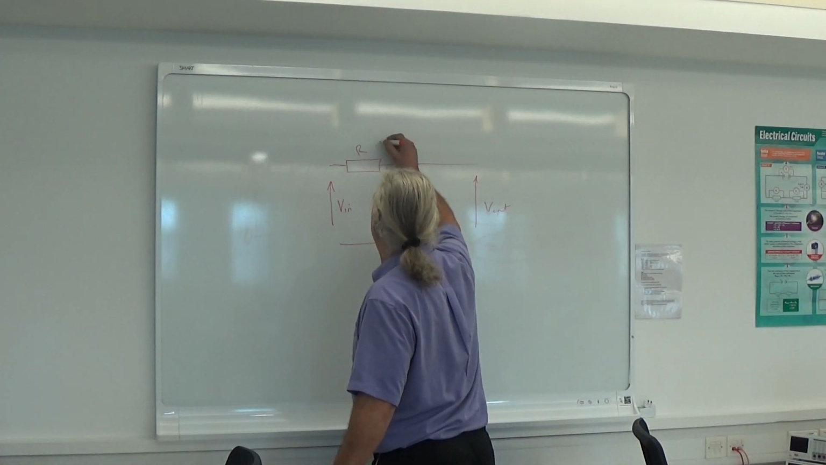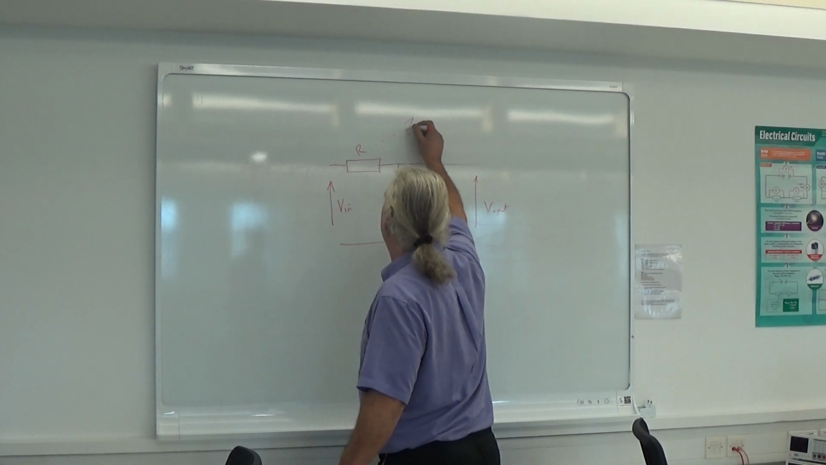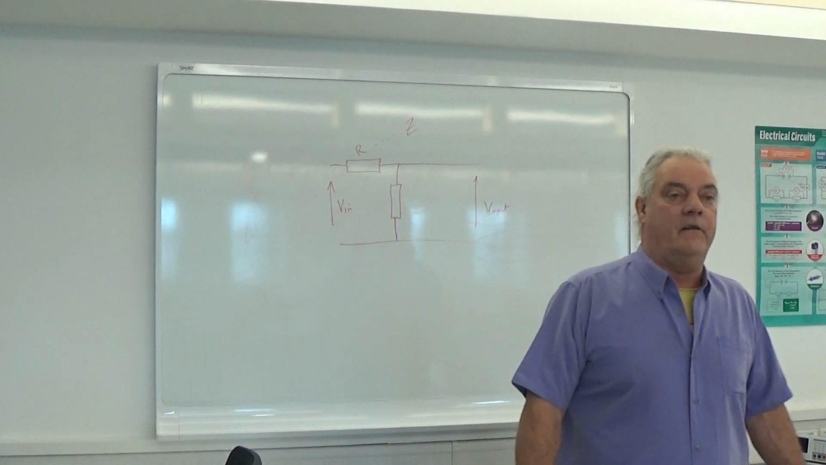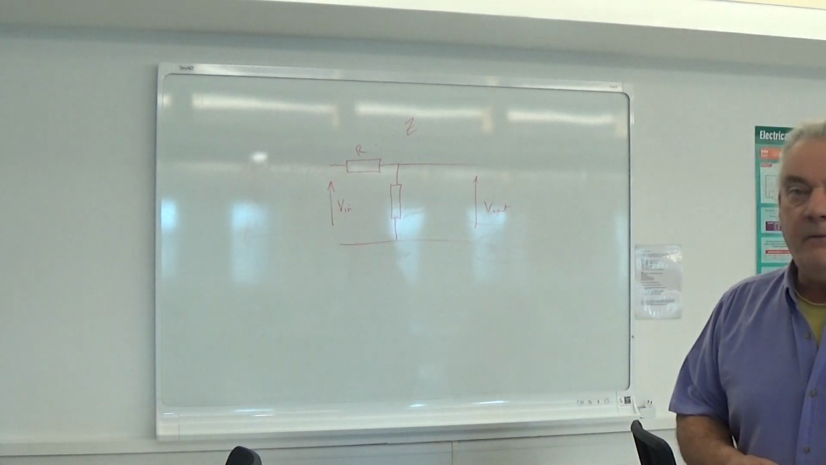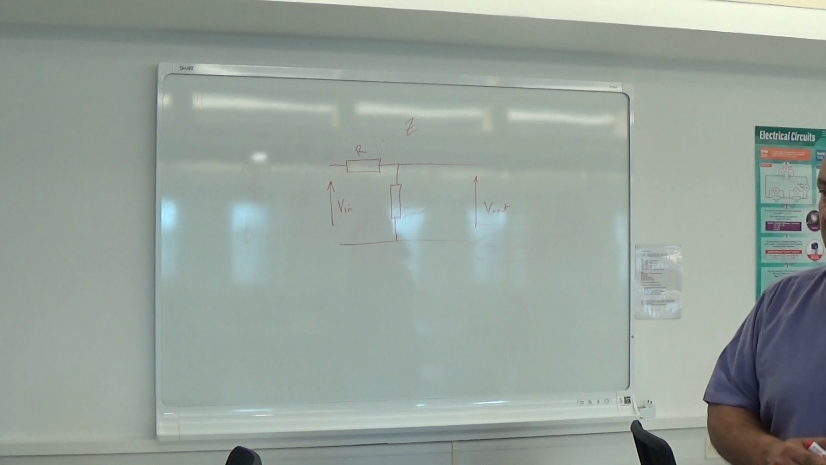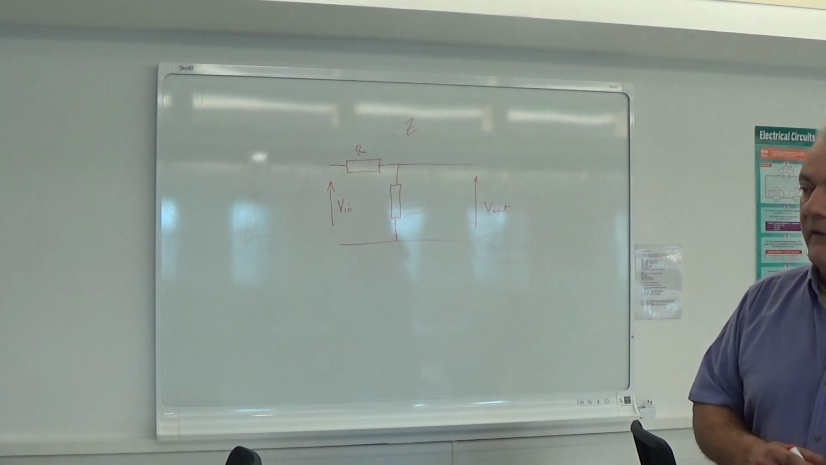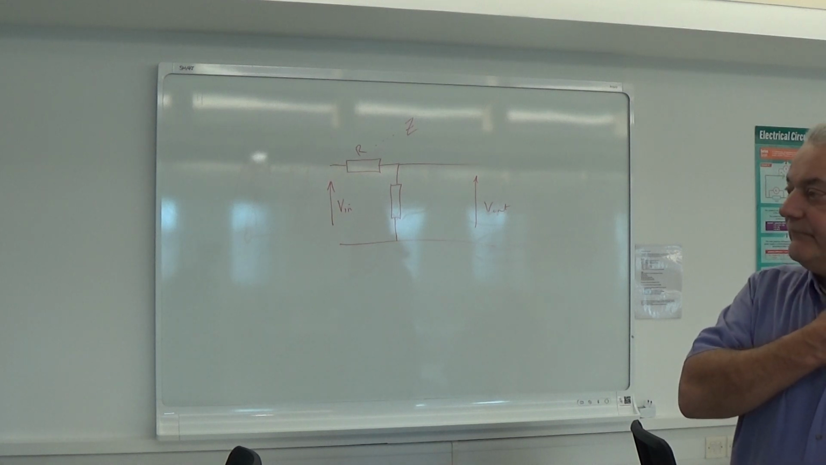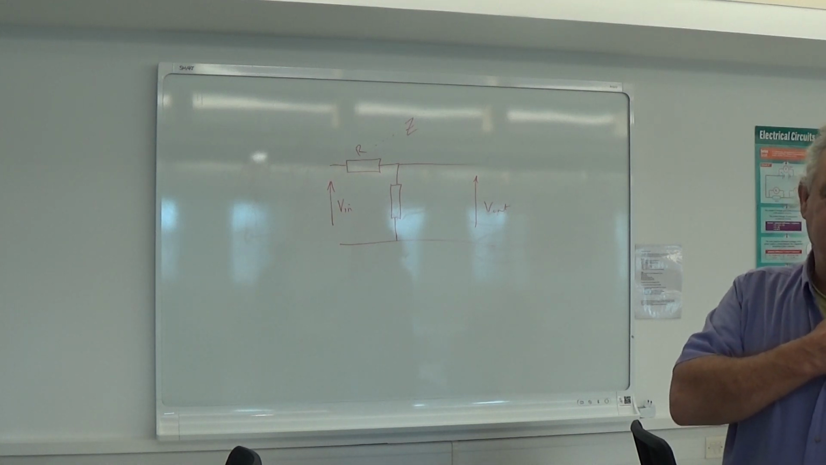Well, first and foremost, those resistors could be impedances. In other words, they could be Zs instead of Rs. So what is the difference between a resistor and an impedance, or resistance and impedance? Anyone know?